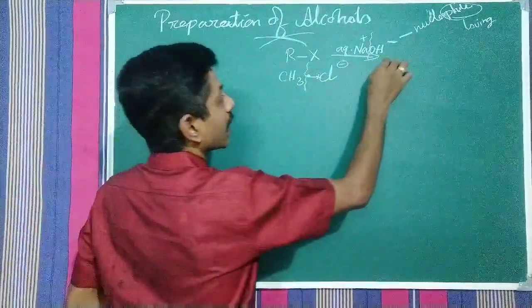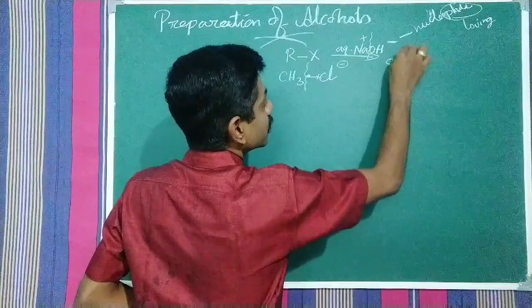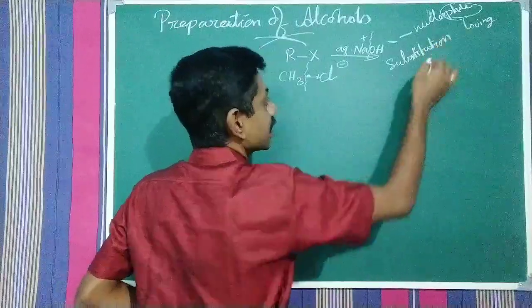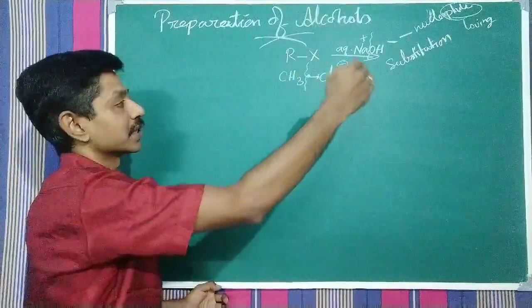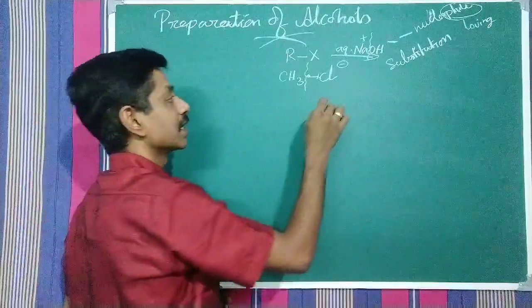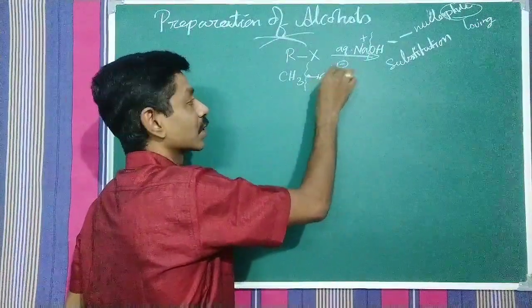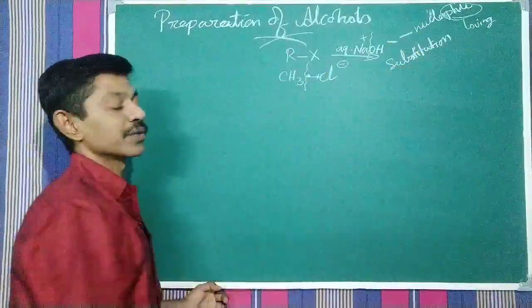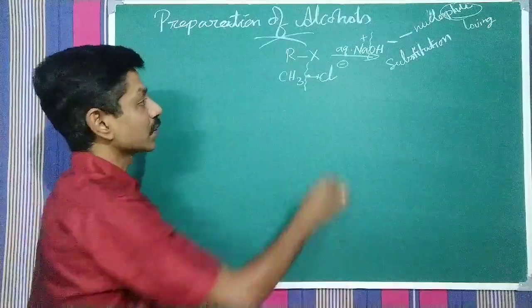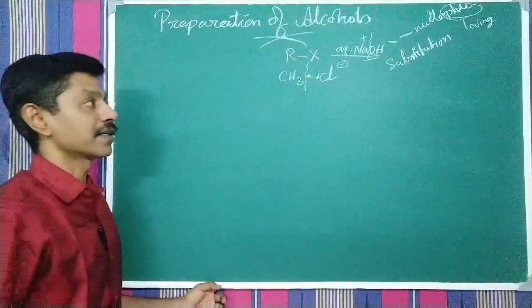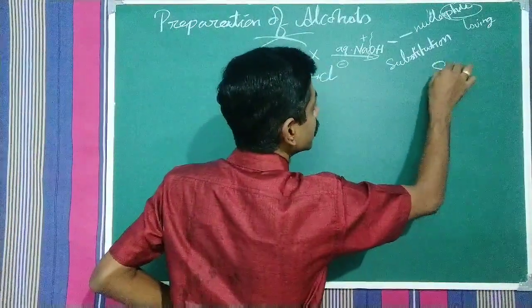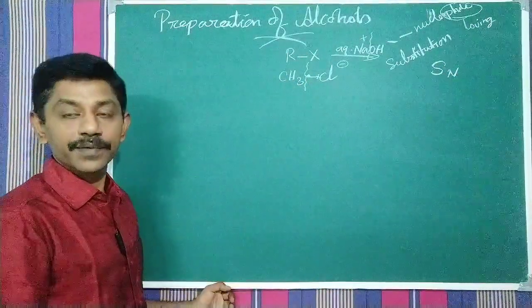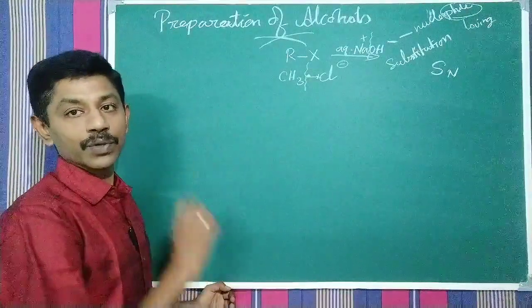Now we have to talk about substitution. Substitution means in the place of one, we are going to substitute another. Similarly, in the place of chloride ion, the OH minus ion, a nucleophile, is going to attack. So that is what we learnt in 11th standard. We call them a nucleophilic substitution reaction. That is the SN type of reaction, substitution nucleophilic.